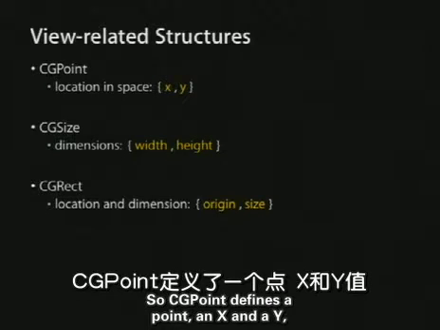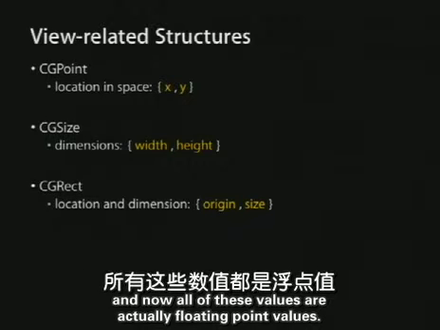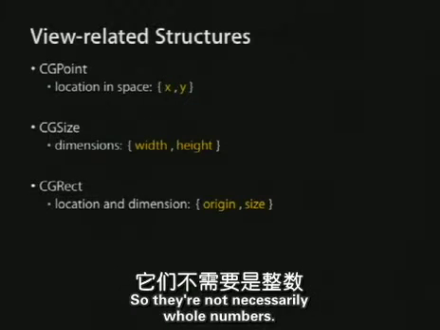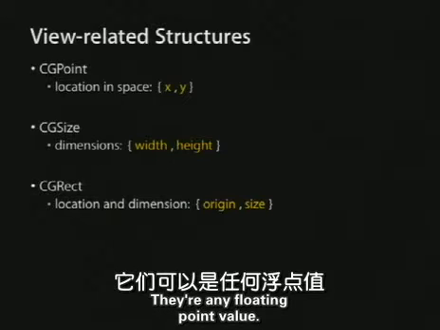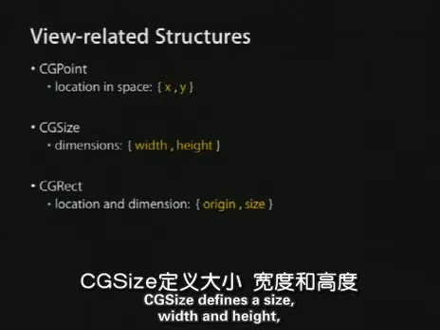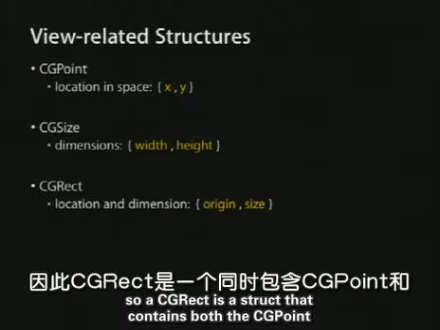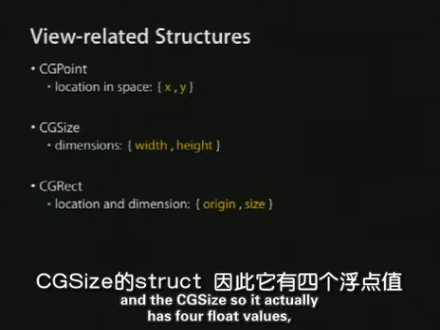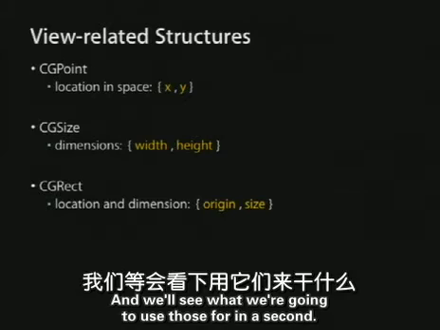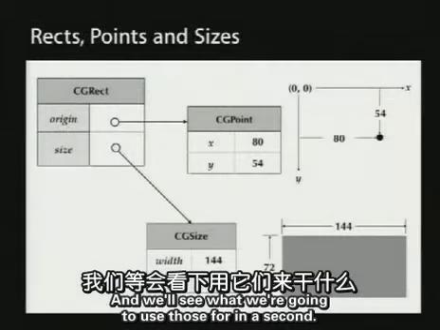So CGPoint defines a point, an X and a Y, and all of these values are actually floating point values. So they're not necessarily whole numbers, they're any floating point value. CGSize defines a size, a width and a height. And CGRect combines a point and a size together. So a CGRect is a struct that contains both a CGPoint and a CGSize. So it actually has 4 float values, an X, a Y, a width, and a height. And we'll see what we're going to use those for in a second.